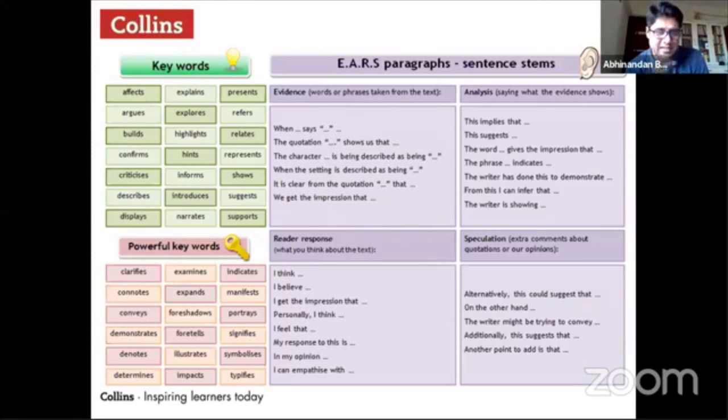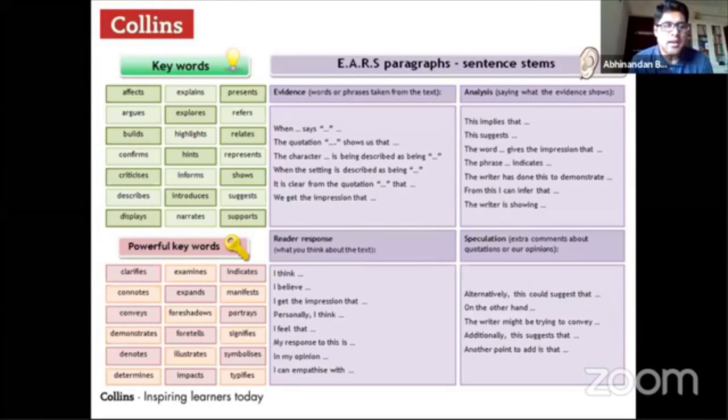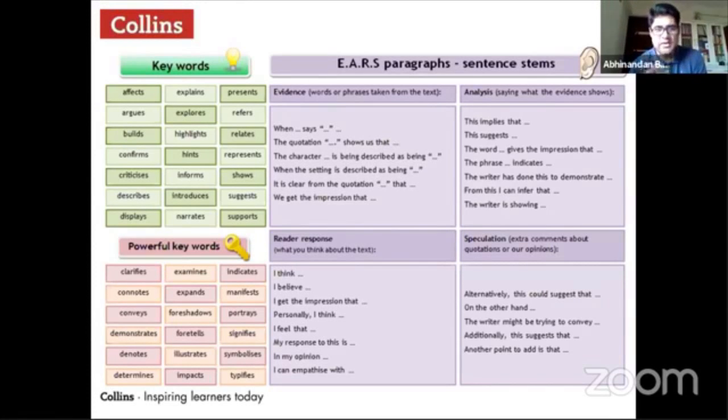This is one slide that you might find very useful, and I wanted to share this with all of you. At times, we often ask, what could be the variety of structures that we use in framing our sentences and even paragraphs? So this EARS paragraph will definitely help us understand how to frame our sentences. And also I've put up some keywords and powerful keywords that you may take a cue of and then start writing. So for example, evidence.